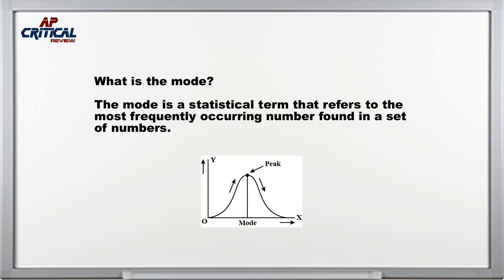So let's start with what is the mode. The mode is a statistical term that refers to the most frequently occurring number found in a set. Well, for the set of numbers we have, there is no mode unless x, y, or both are 15, because there's only one of each number.